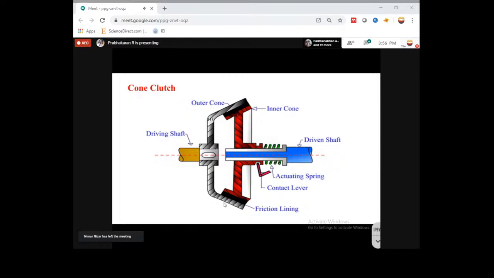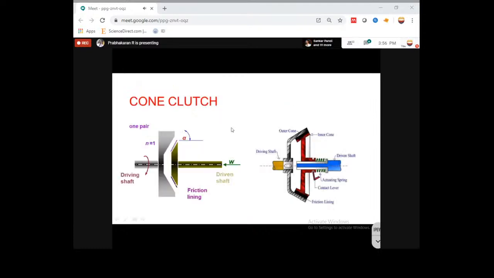In cone clutches, this is for the driver, this is for the driven, this is for the inner cone and outer cone, and this is the lining. The contact is at some angle, which is alpha. Whenever I solve the problem or derivation, I want to consider the angle of contact. That is the only difference. Apart from that, everything is the same as in the single plate clutch.